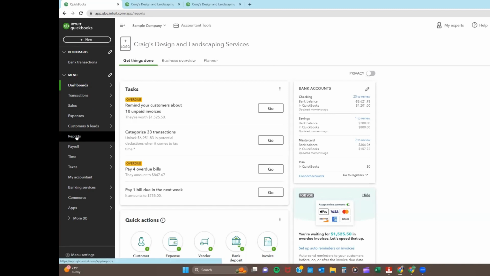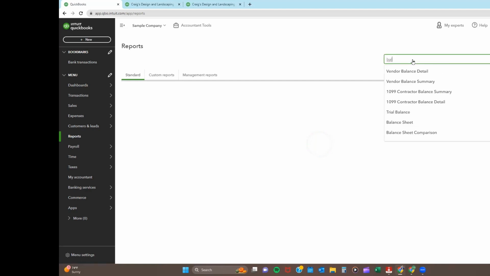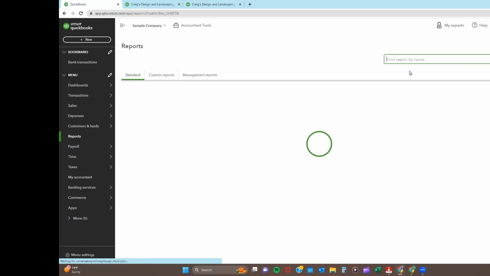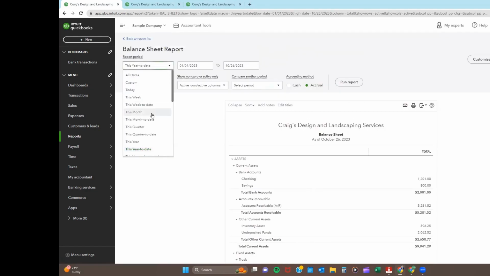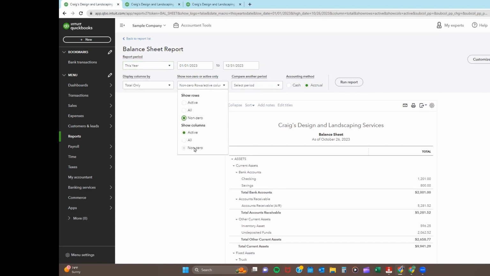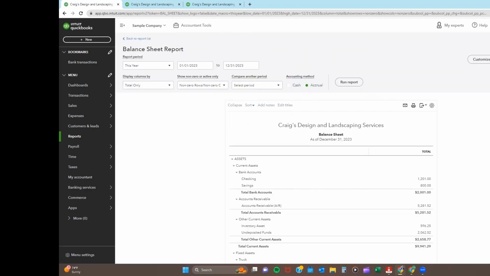So we're going to go to reports. I don't know why it's not loading, so let me just type in balance sheet. Okay, balance sheet. All right, here we go. Let's run it for this year. Okay, this year, run report. All righty, we got Craig's balance sheet here.